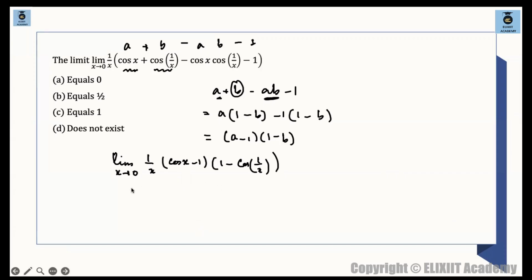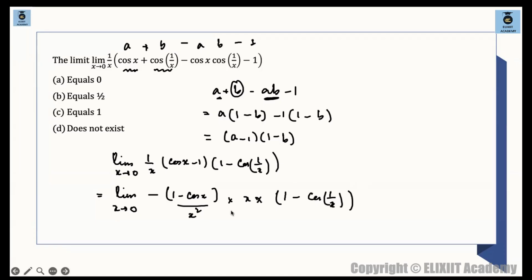Again, what we can do is take out a minus sign common. You may ask, sir, why do we take a minus sign common? It gives minus of (1 minus cos x) divided by x square. I'm taking x square, so one extra x is taken over here, and you have to multiply by x. Why are we doing this? Format. The format is known to us: (1 minus cos x) upon x square, and this is x into (1 minus cos(1/x)). What is this basically? A standard limit. Limit x tending to 0 of (1 minus cos x) upon x square is half.